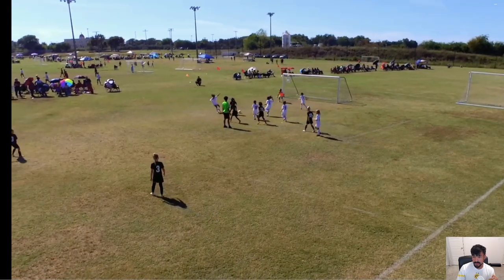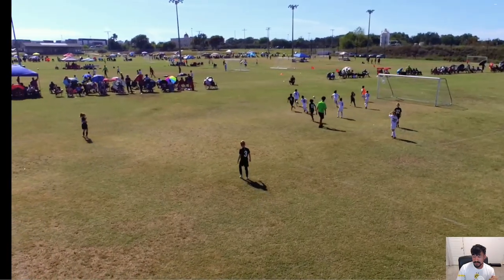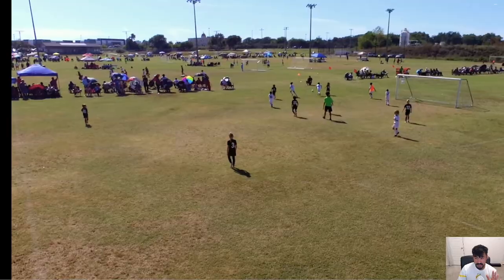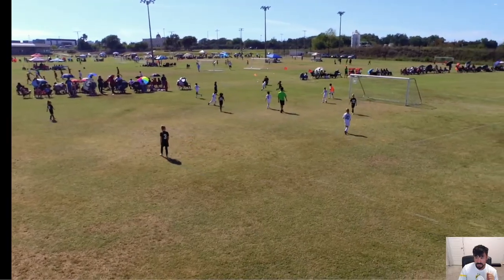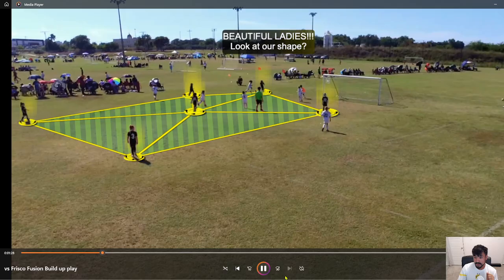So here we go. Look what happens. Leia's there still. This I love. Watch, ladies. Watch. This is what I love so much. Boom. Leia doesn't give up on the ball. Boom. Here we go. Beautiful, ladies. Look at our shape. We're getting support from the number 3 and the number 2, where the number 3 is the left back, and the number 2 is the right back.